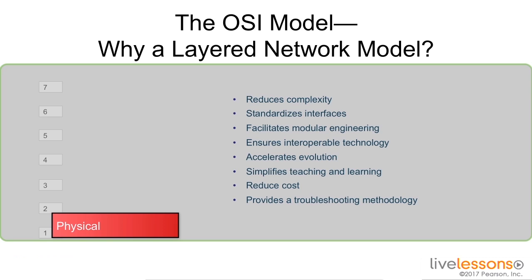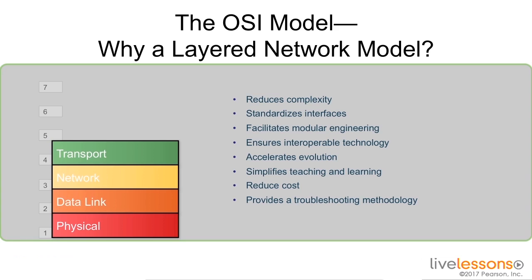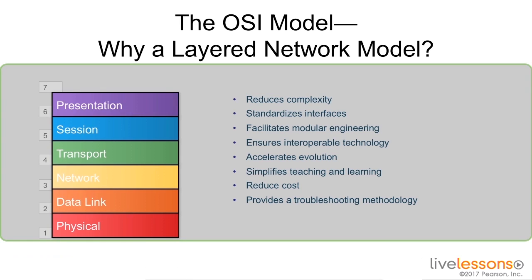It starts with the physical layer, moves to the data link layer. At layer 3, the network layer, layer 4, transport, layer 5, session, layer 6, presentation, and finally, layer 7, the application layer. This model was developed by the International Organization for Standards in 1984 and is now considered to be the primary architectural model for intercomputer communications.